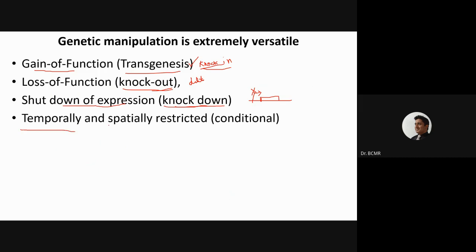In terms of expression, we can also do it in two ways, temporal and spatial. They are simple terms. The meaning is in which stage of development you want to express or repress, that is temporally controlling, right? It is time-based. At which stage, in which time, that is what you're saying. Space is about in which part of the body you want the gene to be expressed or repressed, in the tail or on the skin, which tissue you want to restrict the expression to. That is what temporal and spatial means.